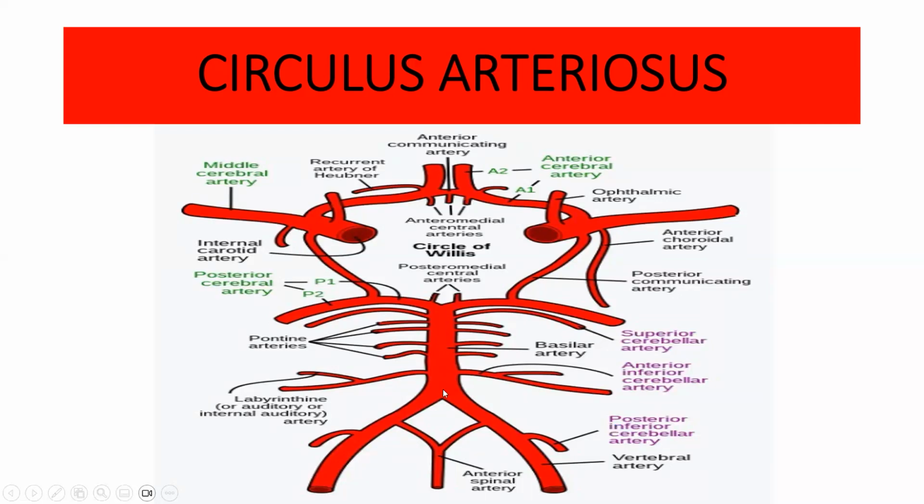Now, we need to look at some of the branches of the basilar artery. So this is the anterior inferior cerebellar artery. This is the pontine artery. This is the labyrinthine artery. This is the superior cerebellar artery. And then we have our first branch, which forms the Circle of Willis. That's the posterior cerebral artery.